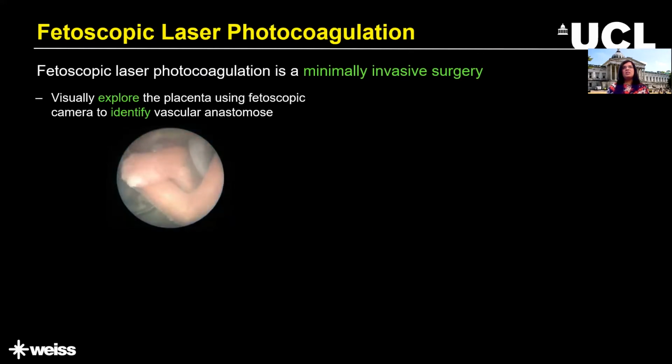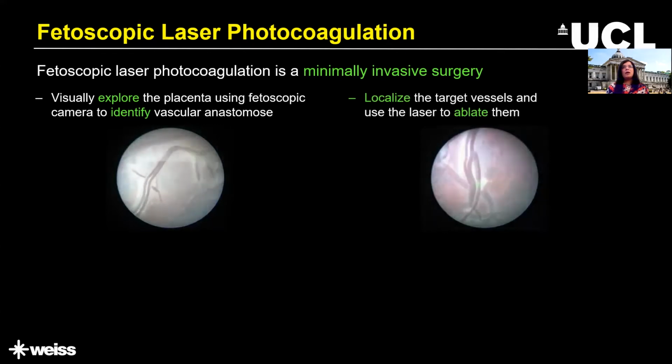Fetoscopic laser photocoagulation is a minimally invasive surgery during which the surgeon first visually explores the placenta using a fetoscopic camera to identify the vascular anastomosis sites, followed by localizing these target vessels and using a laser tool to ablate them.